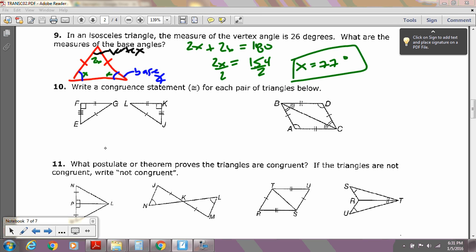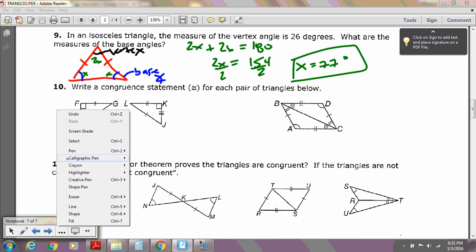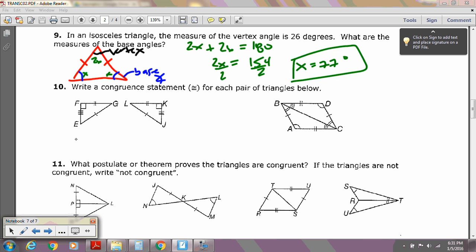Number 10 would like for us to write a congruent statement for each pair of triangles below. So when you write a congruent statement, you have to match letter for letter or angle for angle that represents the congruency. So for the first triangle, if I were to start off at the right angle F, and then go to G, and then finally E, notice the path I traveled. I went from the right angle down the double side to G, and from G I went down the single side to get to E.